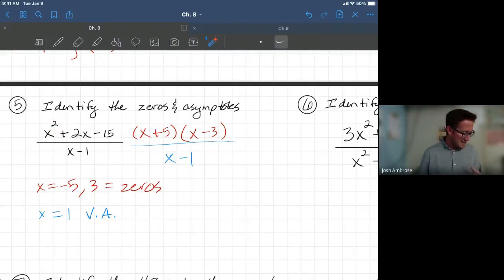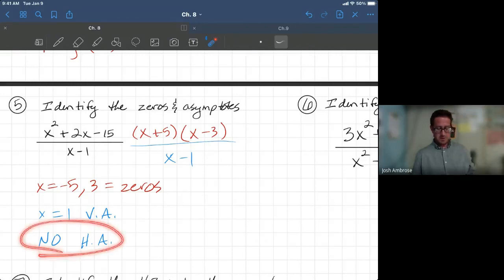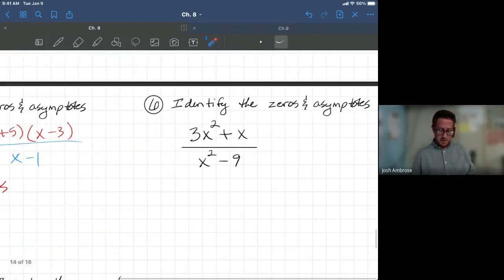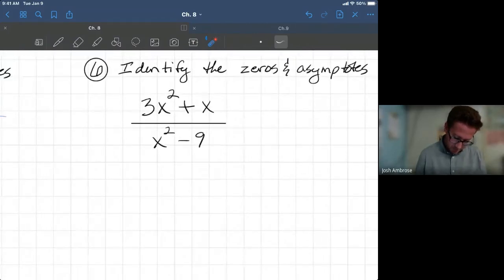So in that case, that means there is no horizontal asymptote. So when you look back at the chart, if the degree on top is bigger than the degree on the bottom, there is no horizontal asymptote. All right, well, let's do another one of these guys.